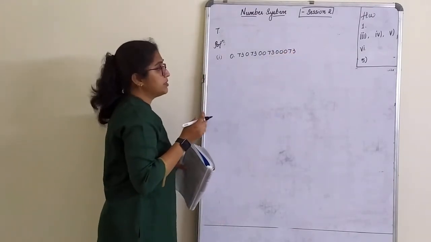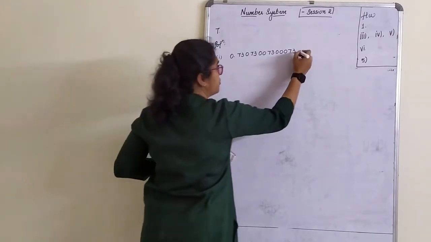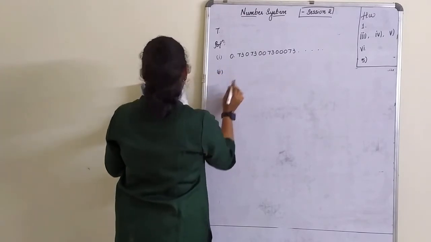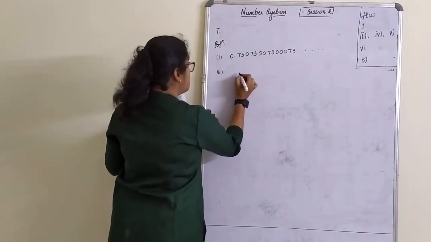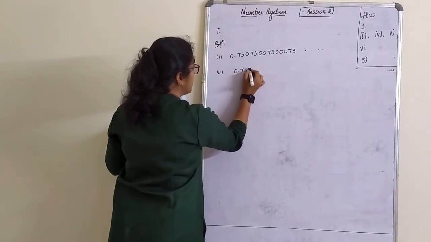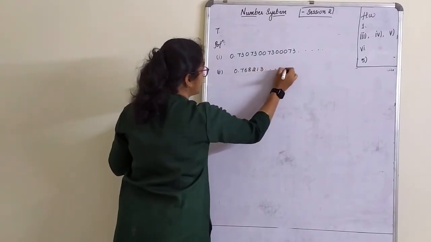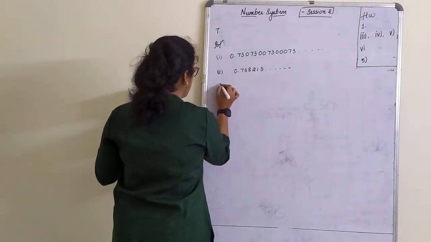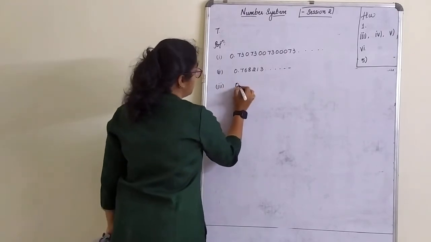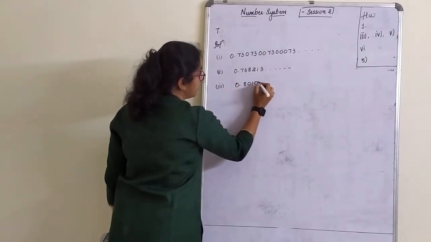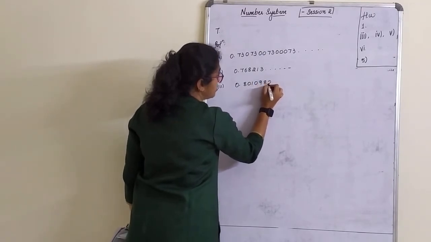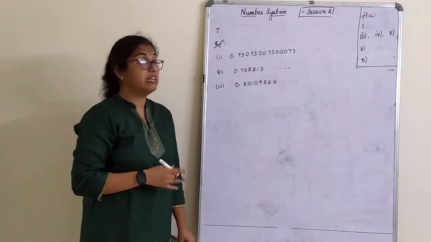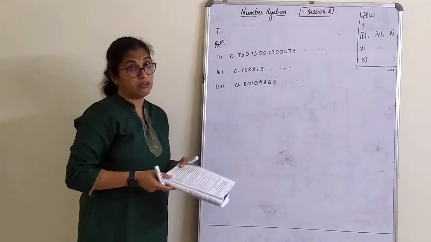See, first time it is 1 zero, second 0, 3 zeros. Some pattern I have followed, dash dash dash. I mean no pattern I have followed. Second number I can give as 0.768213 dash dash dash. Any number comes. No recurring part here. Any number, you can have your own set of numbers. Last is 0.8010986. Some random numbers we have written. These are non-recurring, irrational, not terminating.